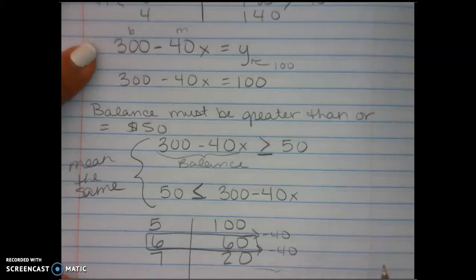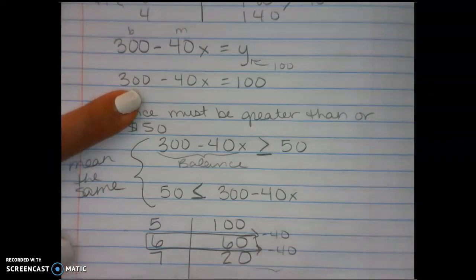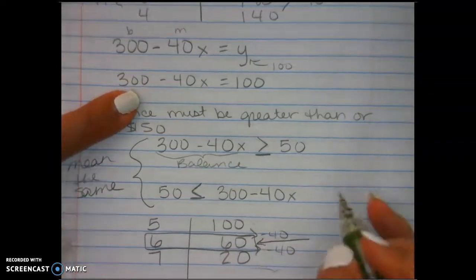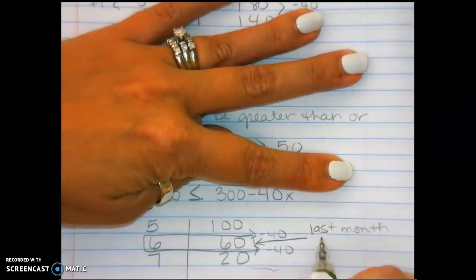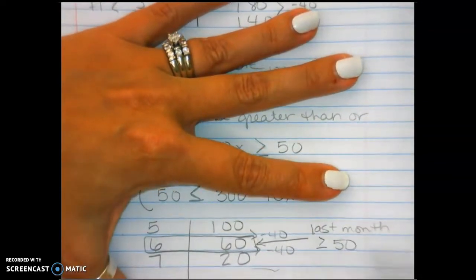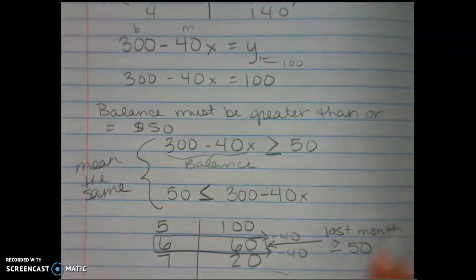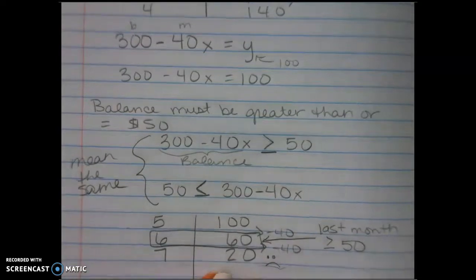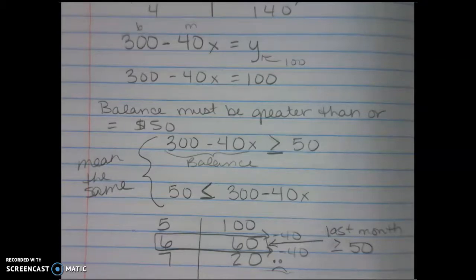So we can see here at 6 months, because the question was, find the last month that the balance is greater than or equal to 50. So at 6 months, this is the last month when we are greater than or equal to 50. After 6 months, if we don't put more money in there, the bank is going to close the account because this is below 50. That's not a good thing.